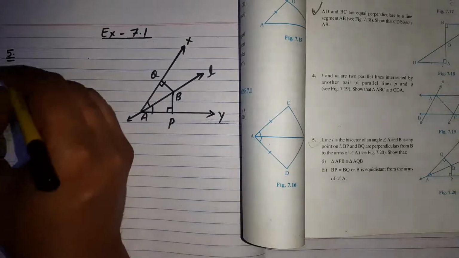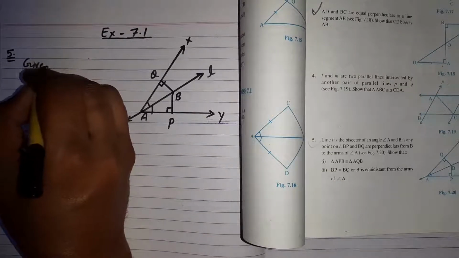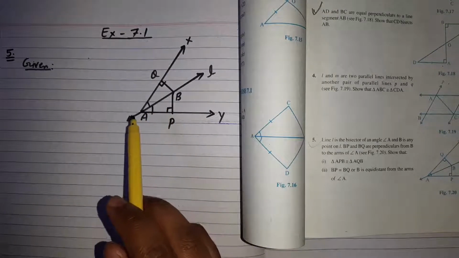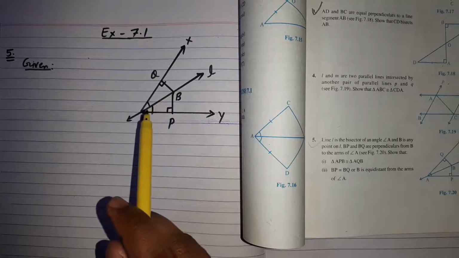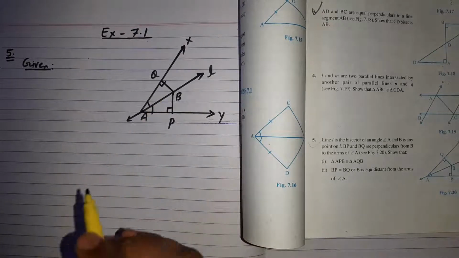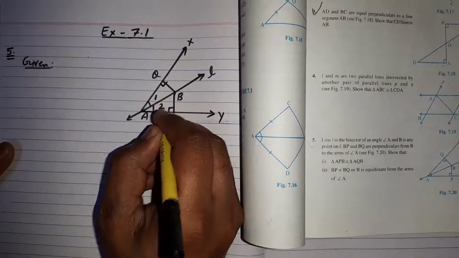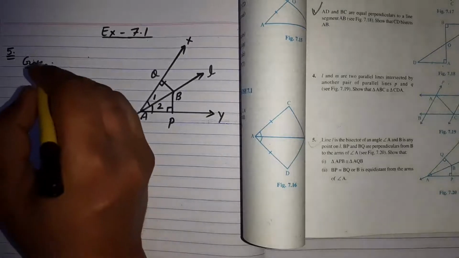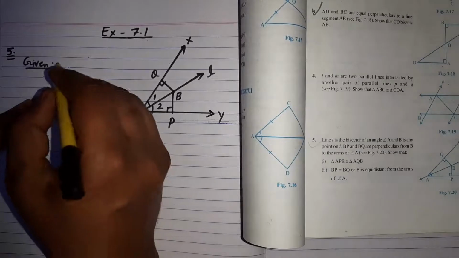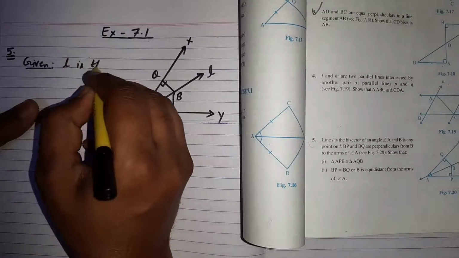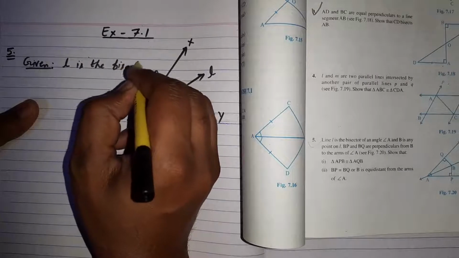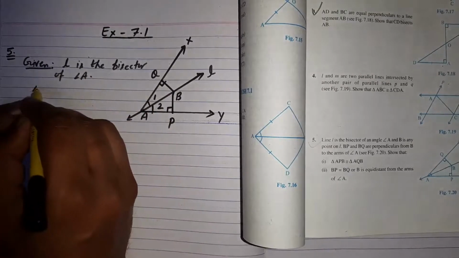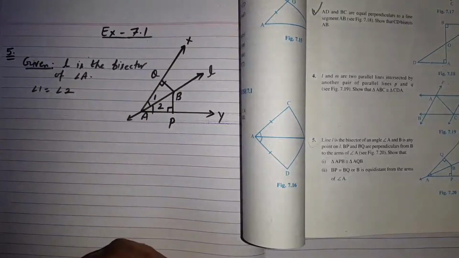Okay, so given, the line L is the bisector of angle A. It means the line L divides the angle A into two equal parts. Suppose this is 1 and this is 2. So angle 1 is equal to angle 2, it is given. So we can write L is the bisector of angle A. It means angle 1 is equal to angle 2, it is given.